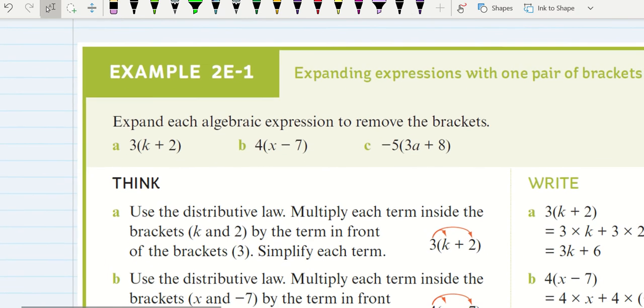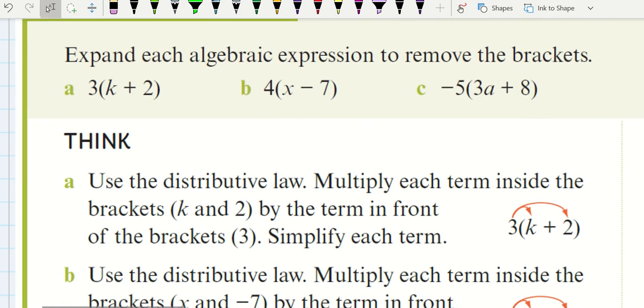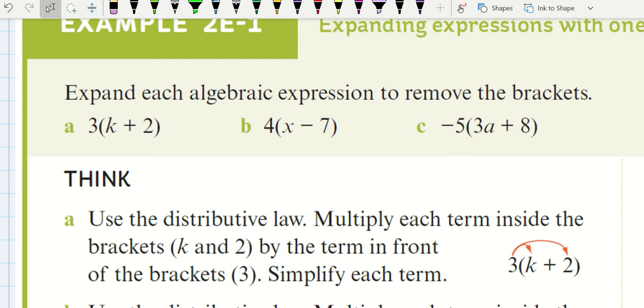Now we're going to do a little bit of this, and we're going to just try to expand each to remove the brackets. So this is one set of brackets. So just to solve this, we're just going to say, well, this equals 3 times k. Now that symbol goes straight down, plus 3 times 2. Now 3 times 2 is 6. So simplified or expanded, well, let's say it's expanded first of all. We'll simplify others later. So that just becomes 3k plus 6. Let's look at the next one.